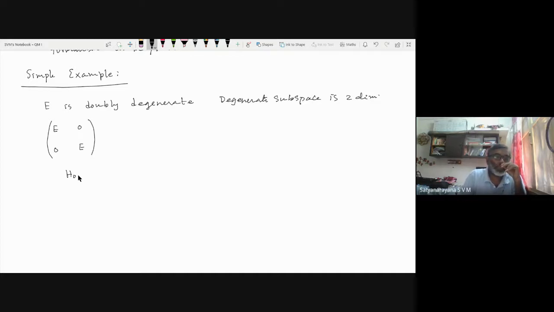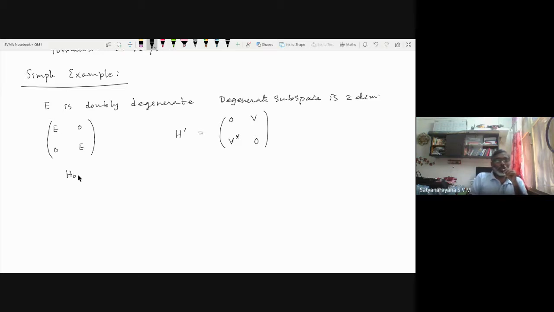Now let us say we will have our H prime, which can be written like this. Let us say 0 and some potential, let us call that V, and V star and 0. It can be a complex number. This will be Hermitian, right? 0 V, V star 0. I'm taking a simple Hamiltonian.